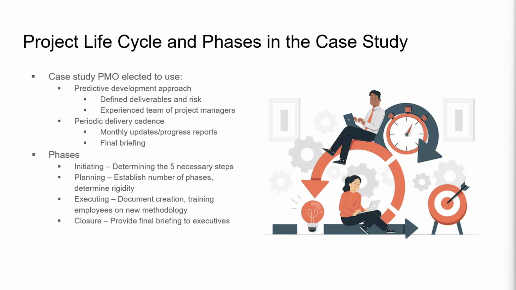They also elected to use a periodic delivery cadence. They would provide the executive team with monthly updates and progress reports, as well as a final briefing at project close. The individual phases can be broken down as follows. During the initiating phase, the PMO determined the 5 necessary steps for implementing a project management methodology. In the planning phase, they would establish the number of phases and determine the rigidity of the methodology. Then, in the executing phase, the PMO would focus on document creation and standardization, as well as training employees on the new methodology. Finally, in the closure phase, they would provide their final briefing and findings to the executive team.